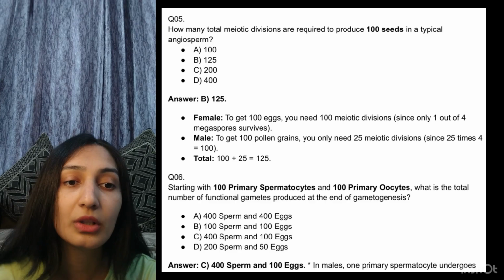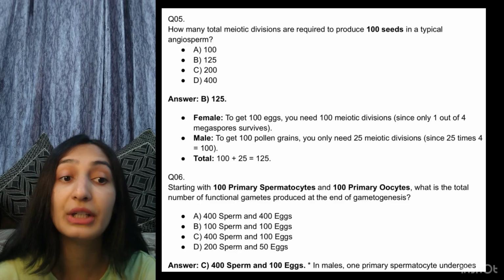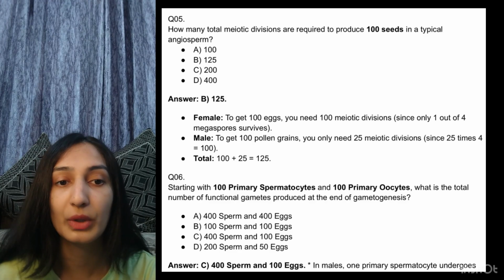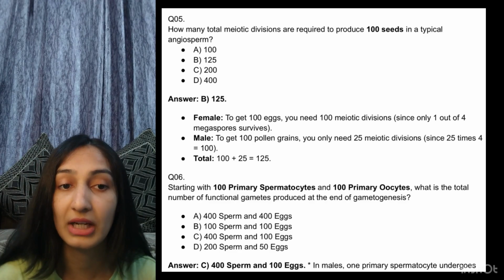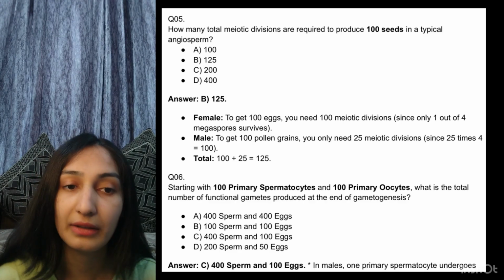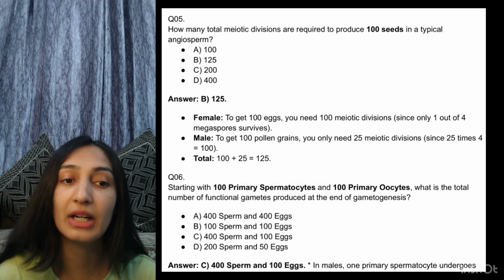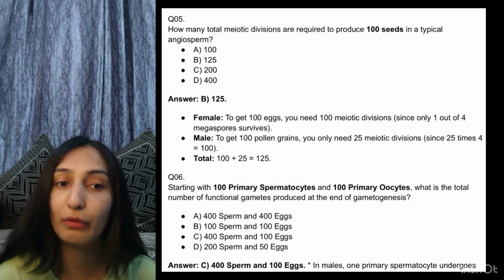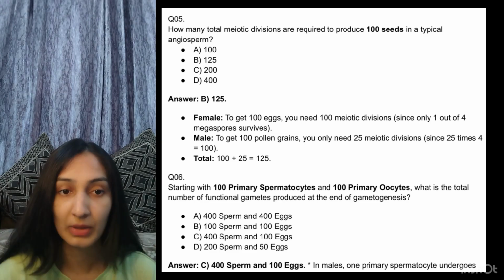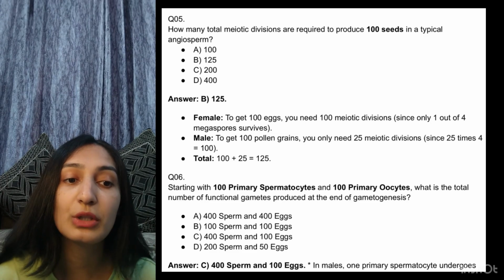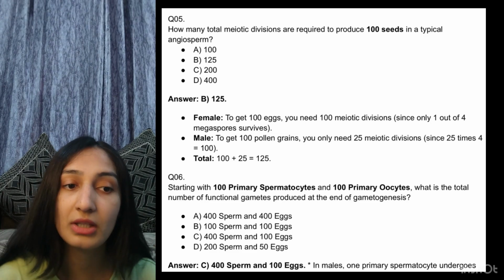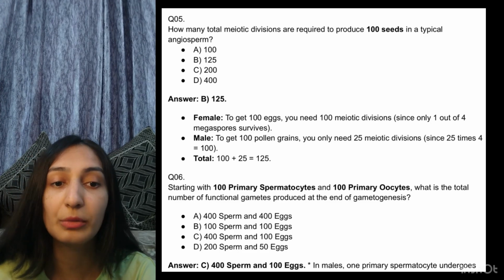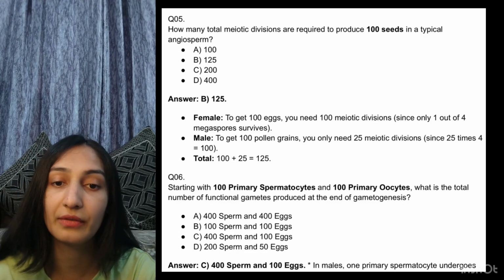Next, how many total meiotic divisions are required to produce 100 seeds in a typical angiosperm? Okay, the options are 100, 125, 200 and 400. The answer is B, that is 125. In female, to get 100 eggs, you need 100 meiotic divisions, since only 1 out of 4 megaspores survives. Clear? In male, to get 100 pollen grains, you only need 25 meiotic divisions, since 25 times 4 equals 100. That is, total is 100 plus 25, which is 125.